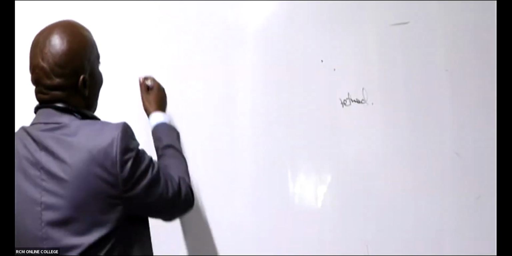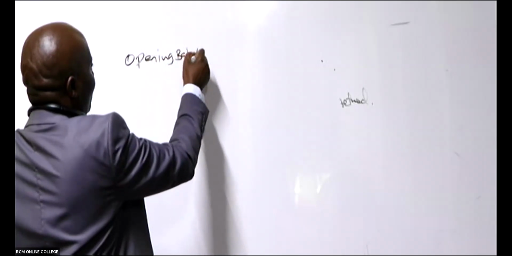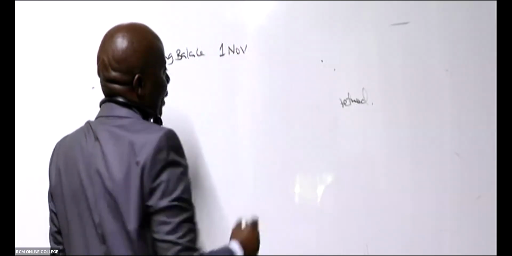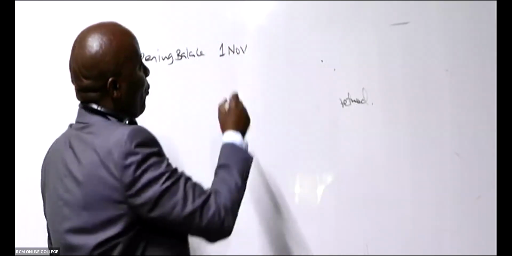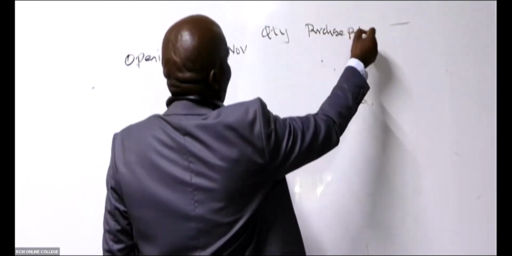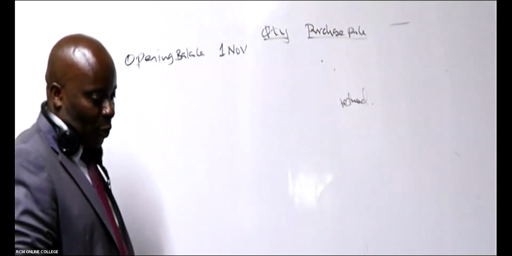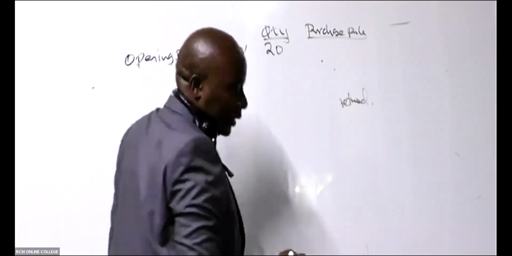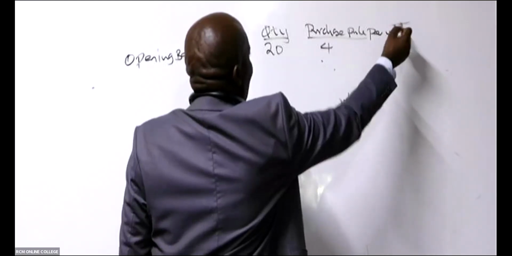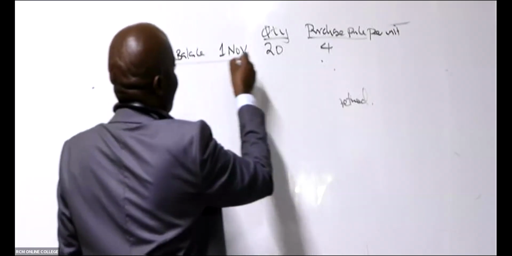So we have here opening balance, 1st November. We have quantity and then purchase price. So 1st November, we had 20, and then the purchase price per unit was 4. All right. So we are through with this.